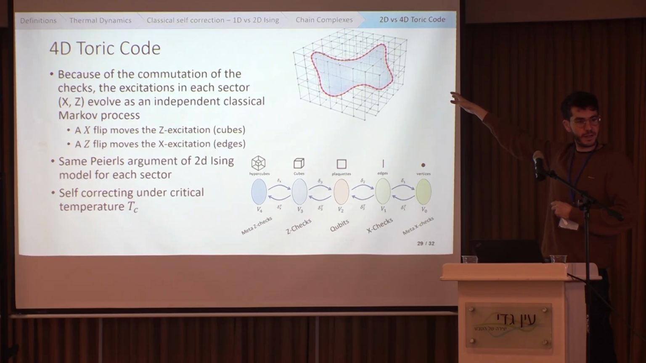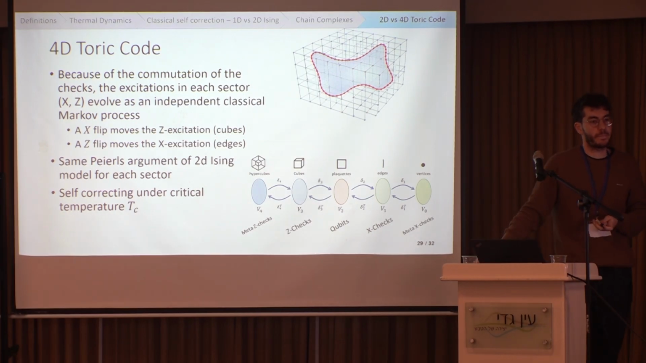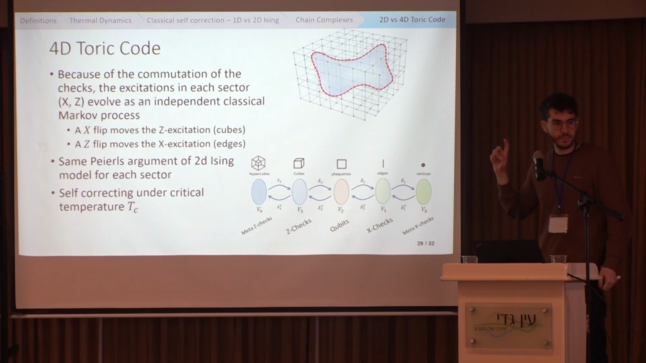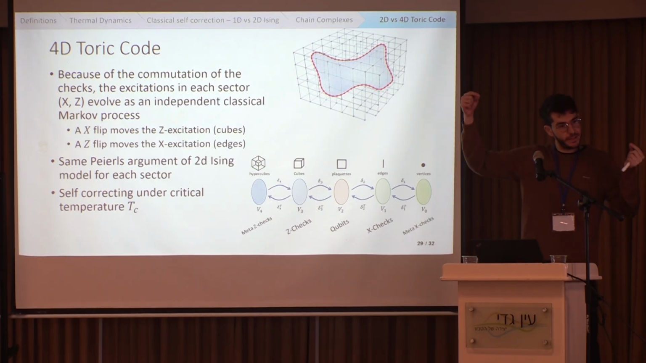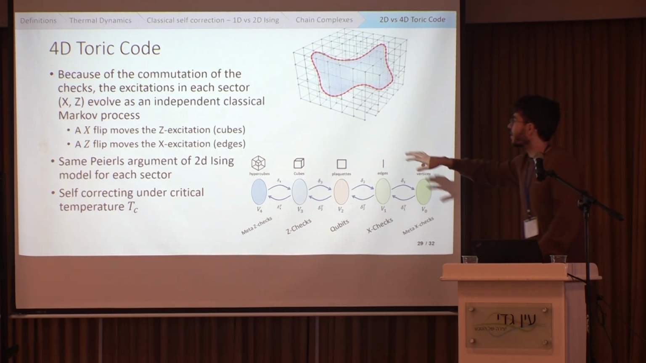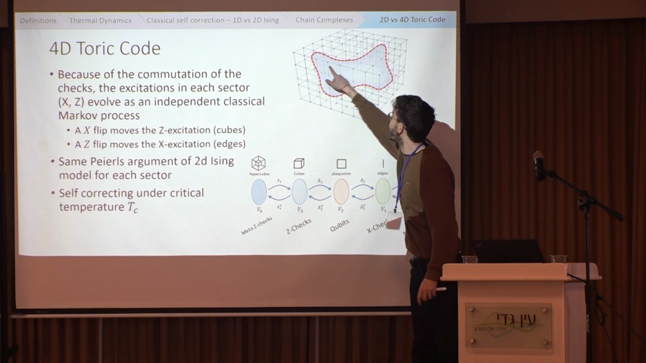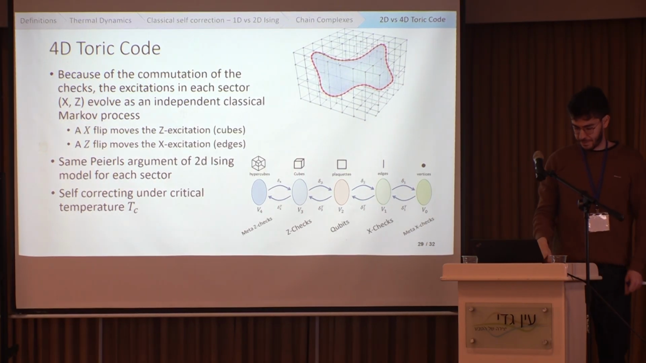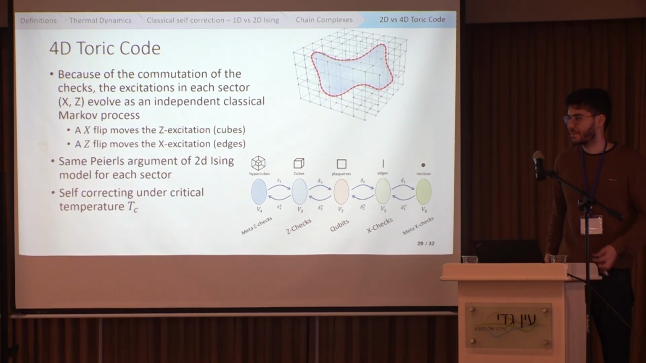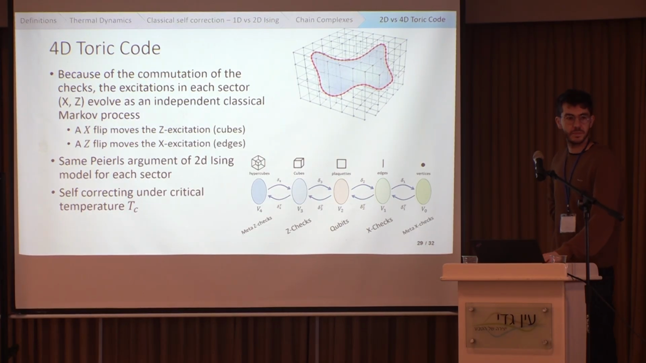Yes, it's an error, and because of the energetics, it will generally shrink, as in the 2D Ising model. The toric code? No. In the 2D toric code, the error was a string, and the boundaries were points. Here, the error is a manifold, and the boundary is a loop. Boundary meaning where the energy is not zero.